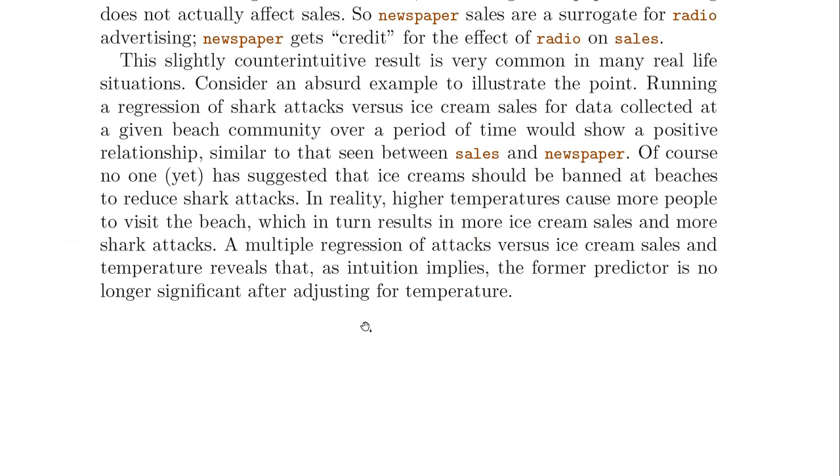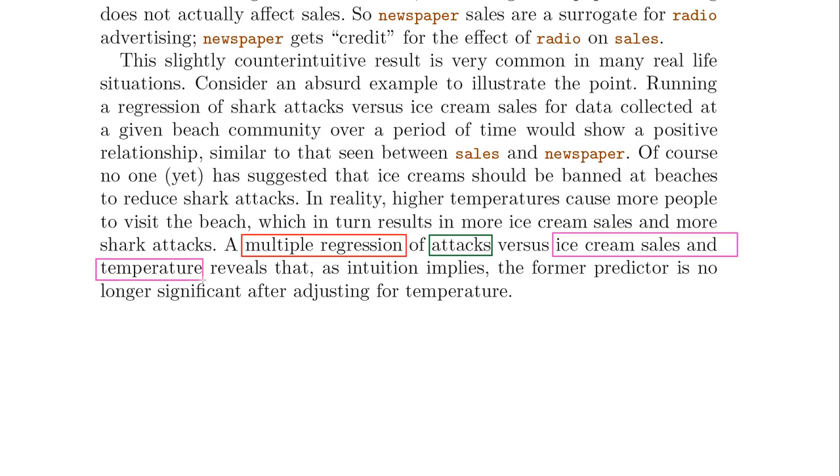This is what we were doing: a multiple regression of attacks versus ice cream sales and temperature. Your pink is your predictor variables, that's your x1 and x2. Your green is the vertical axis, the y variable. The red is the plane that you're going to pass through these points.